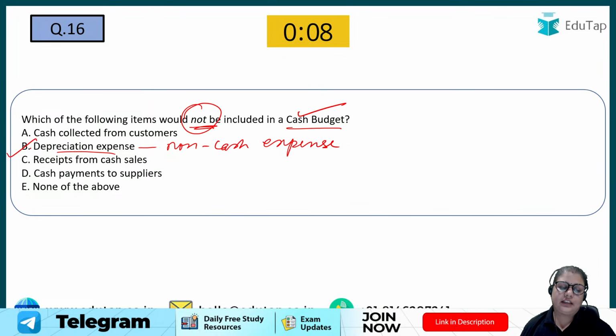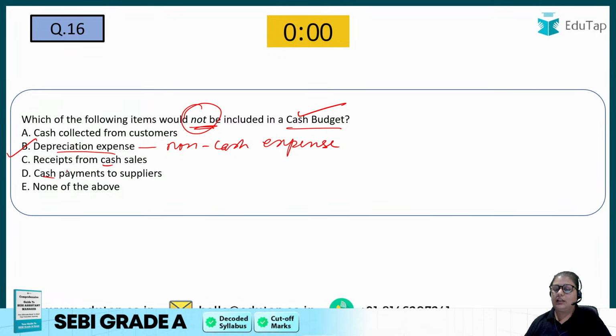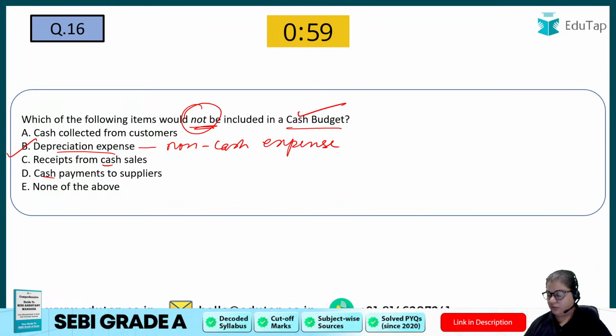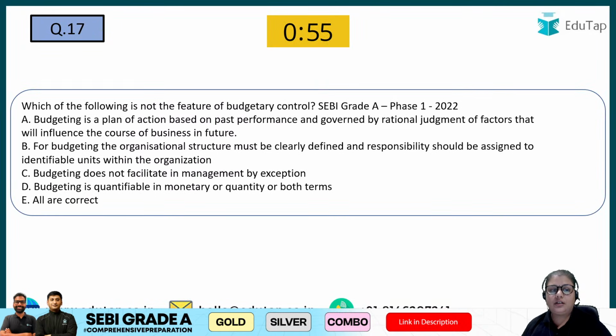But let us see the other options. Receipts from cash sales, of course, then this is cash, so it will be included. Then cash payments to suppliers, again this will be included. So the clear winner of this answer is option B, depreciation. Right? Now, question number 17.